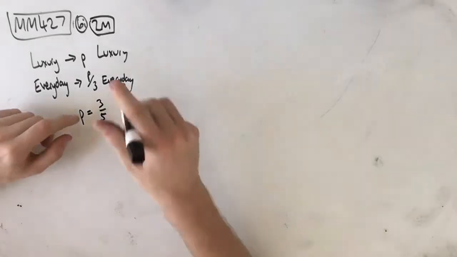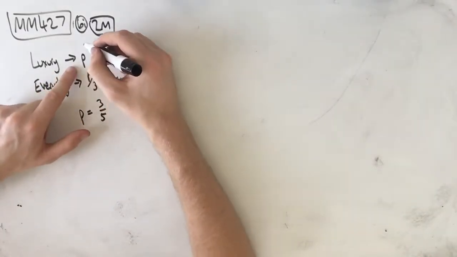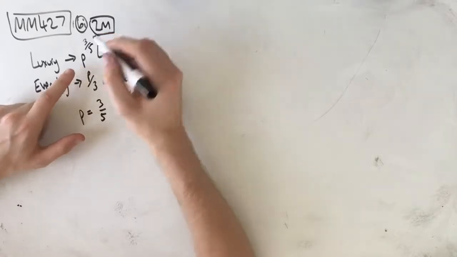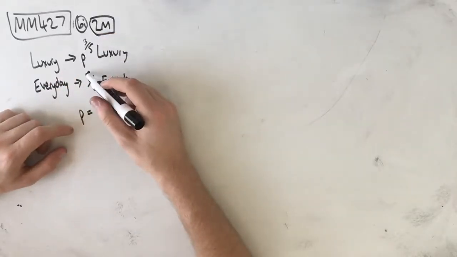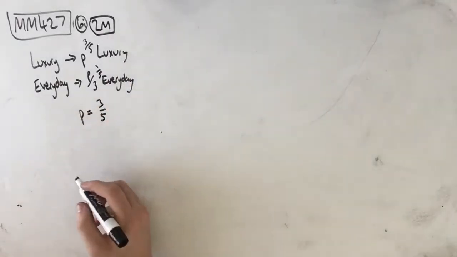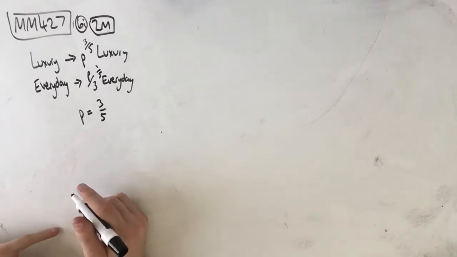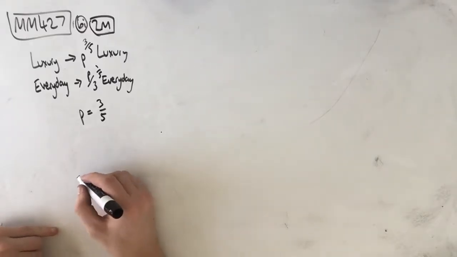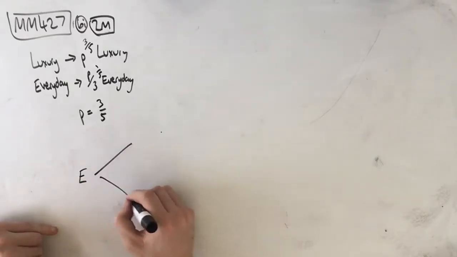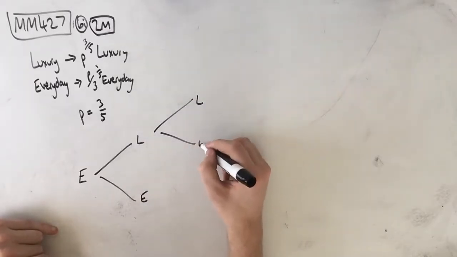So first things first is to deal with these probabilities. If p is 3 on 5, that means that this here is 3 on 5, so we've got 3 on 5 divided by 3, which is 1 on 5. Awesome. So what we're saying is, given that the first car sold was an everyday car, second one could be luxury or everyday, third one could be luxury or everyday.